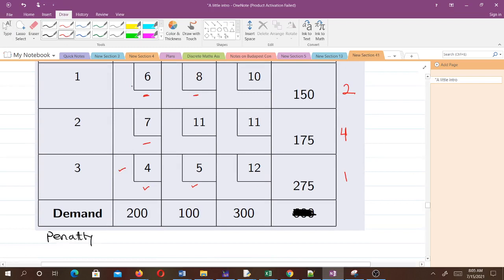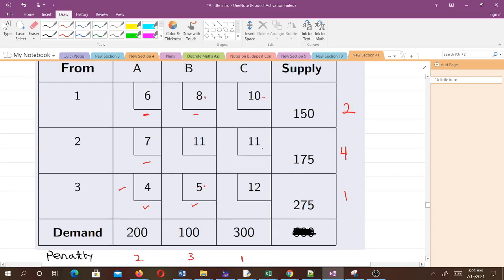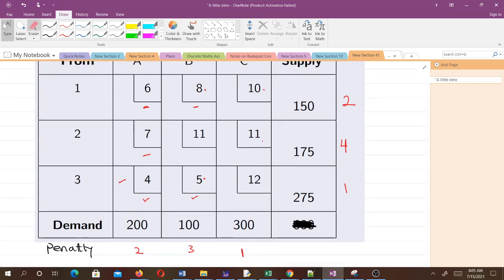Then when it comes to the columns, here the least is 4. The next one is 6. So 6 minus 4 is 2. Here 5 and 8. So 8 minus 5 is 3. Here 10 and 11. 11 minus 10 is 1. So these are the penalties for each column and each row.